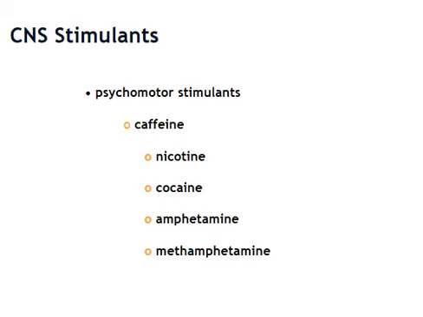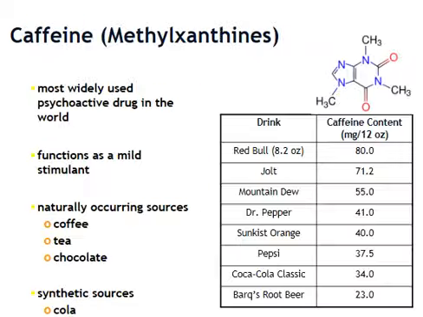You may even be drinking it right now, is caffeine. Other drugs that are considered psychomotor stimulants include nicotine, cocaine, amphetamine, and methamphetamine. So let's talk about caffeine. This is the most widely used psychoactive drug in the world. Basically, it's a mild stimulant, and it's naturally occurring. Just because it's natural doesn't mean it's good for you, right?